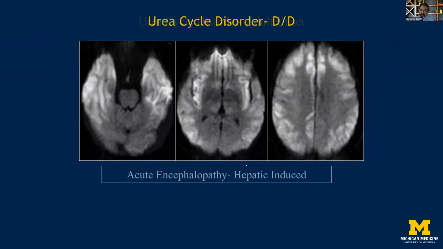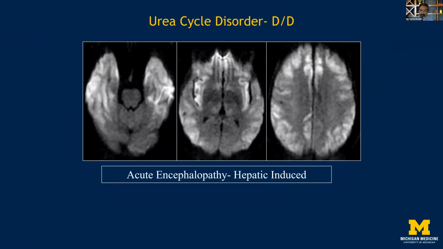The differential diagnosis for urea cycle disorder is hepatic disorders. Patients with cirrhosis can present with acute encephalopathy. They will follow the same pathway where there's marked elevation of the ammonia, and they have a similar involvement of the cortex. This is cytotoxic injury related to marked elevation of the ammonia with accumulation in the brain.